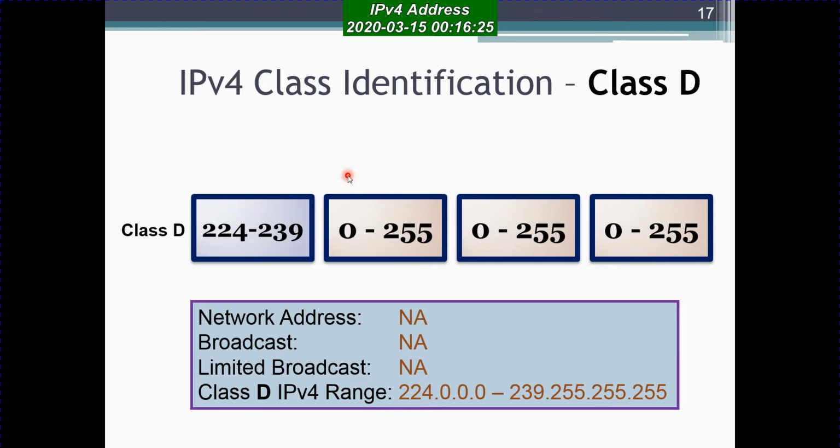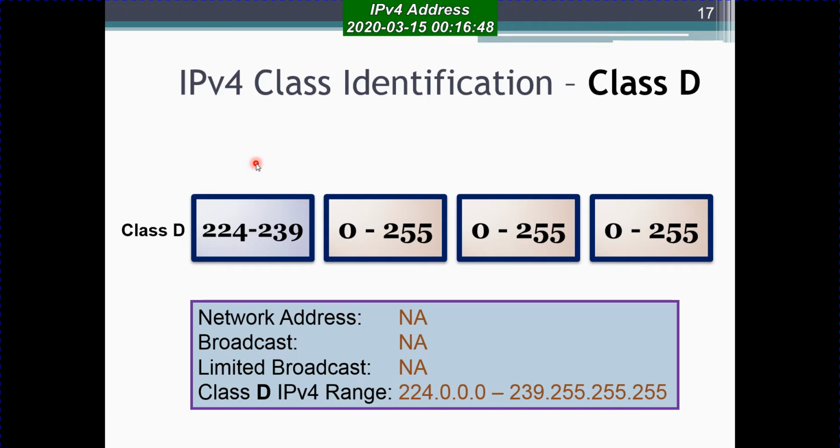Now let's go to class D. In class D, it's a different story. Look at the leftmost byte. The value should be between 224 and 239. So whenever you see an IP address whose leftmost byte value is within this range, automatically it's class D. Class D is used in the multicast domain, or one-to-many communication type.